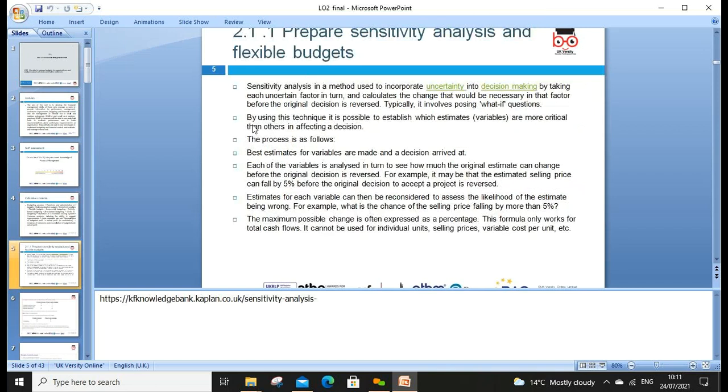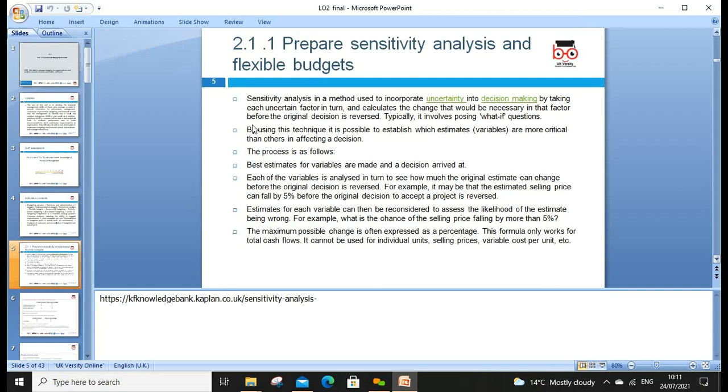Thank you. Okay, so the first assessment criterion, 2.1, is about preparing the sensitivity analysis and flexible budget. Sensitivity analysis, as the word indicates, is the method used to incorporate uncertainty. Uncertainty means the probability of something happening, the chances, and it can go both ways, into the decision making process. Decision making means selecting the best course of action. We have various alternatives and we select the best course of action.